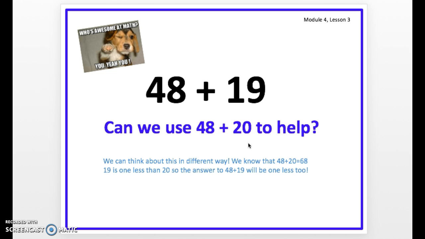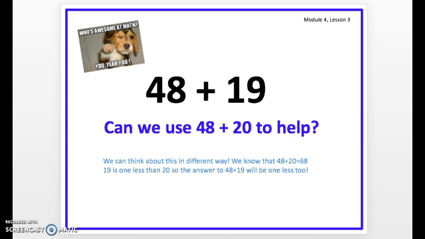We can think about this in a different way. We know that 48 plus 20 equals 68. 19 is 1 less than 20. So the answer to this one is going to be 1 less than the answer to this one. 48 plus 20 was 68. So 1 less than 68 is 67. 48 plus 19 is 67.